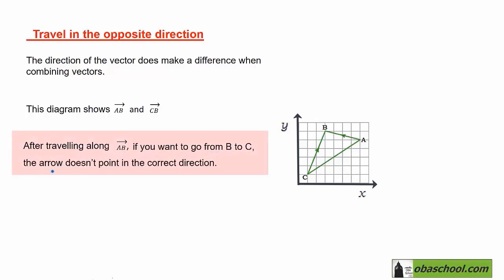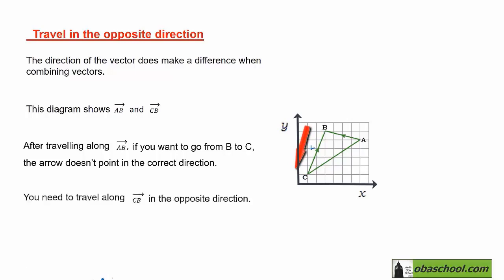Now this is something very important since you cannot change the direction. After traveling along vector AB, if you want to go from B to C, the arrow doesn't point in the correct direction, since vector CB has a direction from point C up to point B. But if we were to go down the opposite direction, then you cannot write vector CB. It would be different. We want the opposite of vector CB. We want to travel along this vector but in the opposite direction.